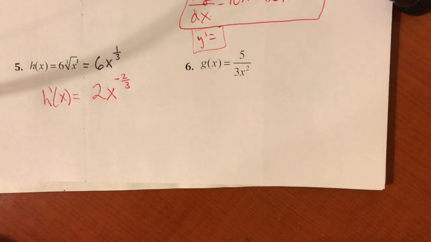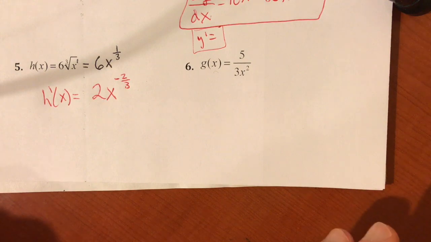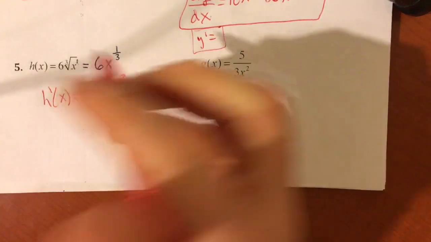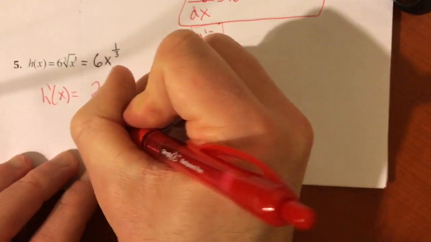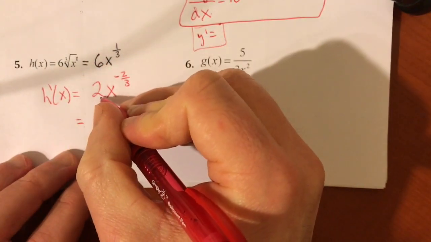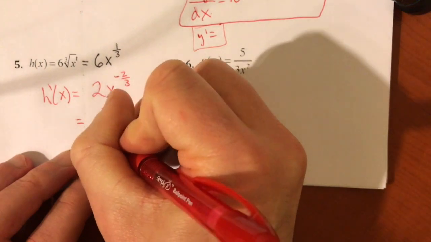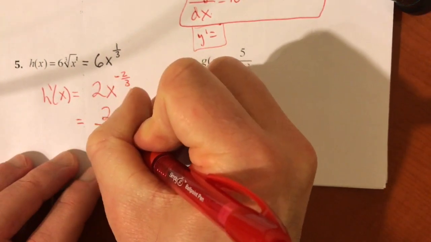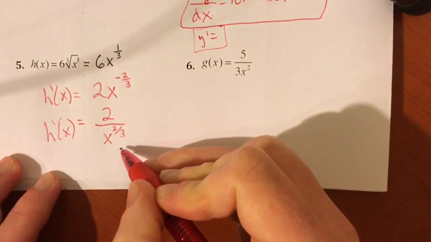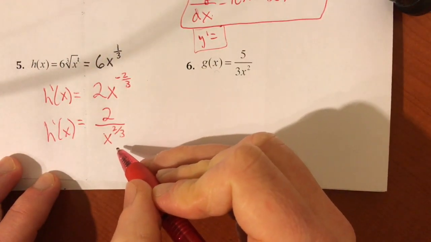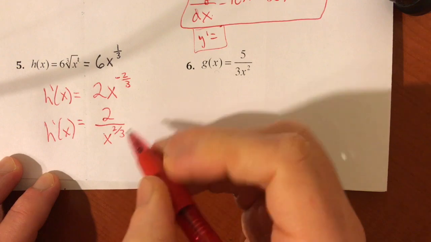Now, you might have some teachers who will let you leave that final answer there just as is. I tend to prefer you to never leave negative exponents in a final answer. So I'm going to say in my class then I'm going to rewrite this. Now the 2 doesn't have a negative, so you leave it where it is. This goes to the denominator and becomes x to the positive 2/3. Now that is really like a radical in the denominator. It's the cube root of x squared.